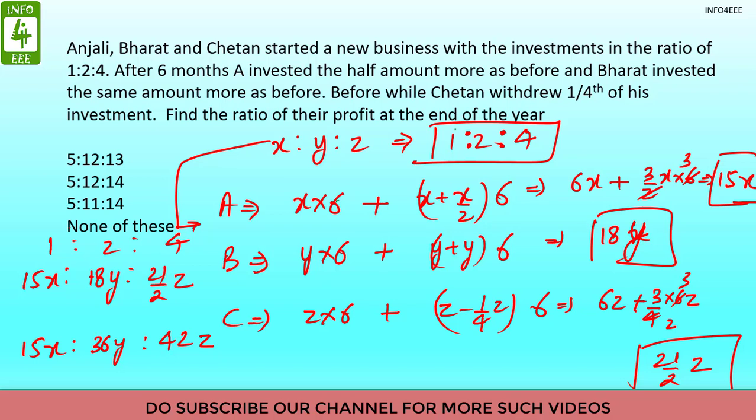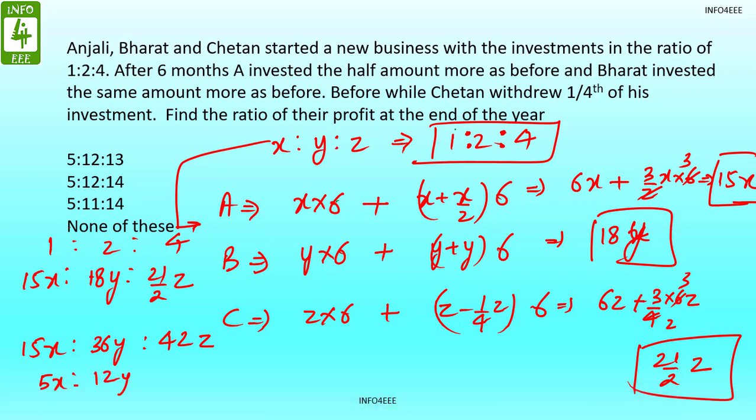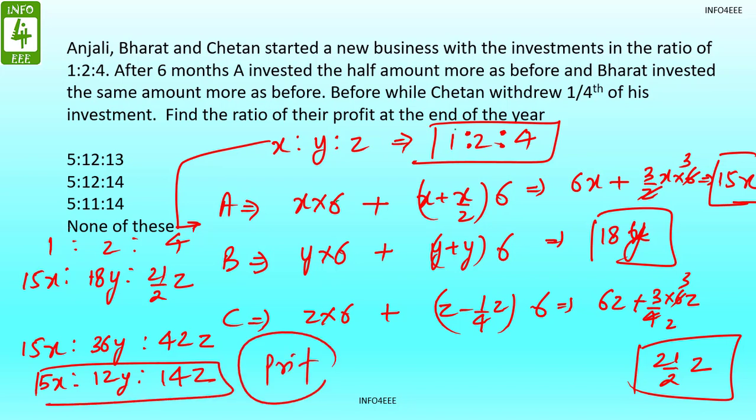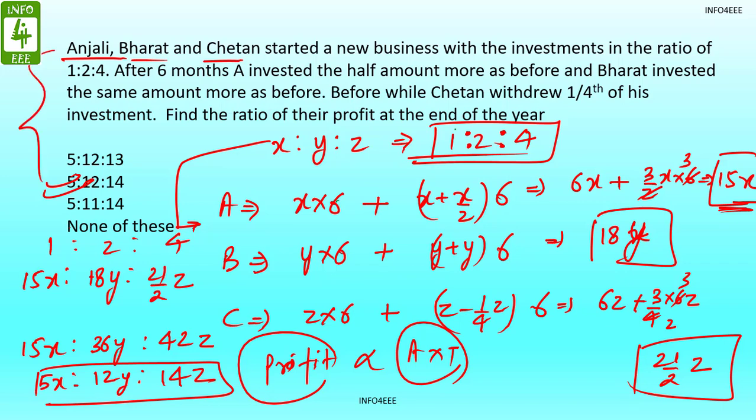Now you can divide this whole equation by, let's say, 3. So this is 5x and this will be 12y and this is 14z. So this should be the ratio of the profit, because profit is directly proportional to the amount and time, and here is the amount and you are going to multiply the time from this. So the answer will be second. That's how you can solve when the three persons are there in a partnership business.